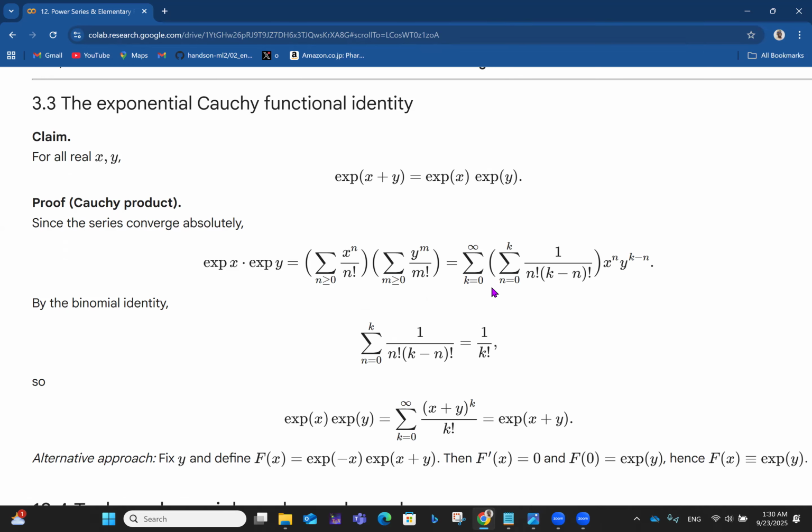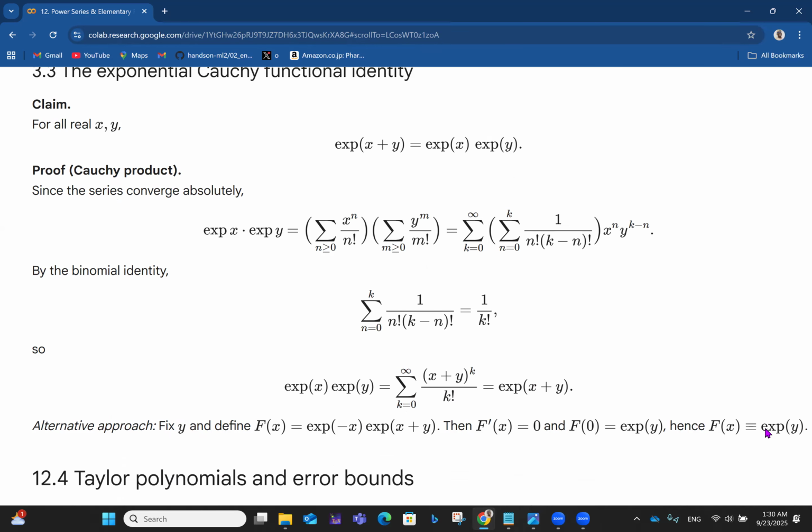That is equal to the summation from k equals 0 to infinity of the summation from n equals 0 to k of 1 over n factorial times (k minus n) factorial, times x raised to n, y raised to k minus n. By the binomial identity, the sum over n from 0 to k of 1 over n factorial (k minus n) factorial is simply the same thing as 1 over k factorial. So exp x times exp y is the summation from k equals 0 to infinity of (x plus y) raised to k over k factorial, which is exp of x plus y. The alternative approach is to fix y and define f of x as exp of minus x times exp of x plus y. Then f prime of x is equal to 0, and f of 0 is exp y, hence f of x is exp y also.